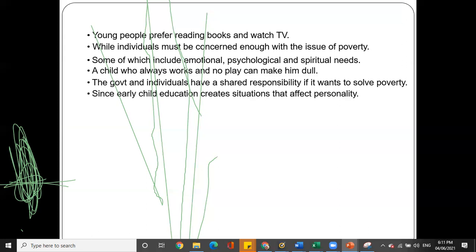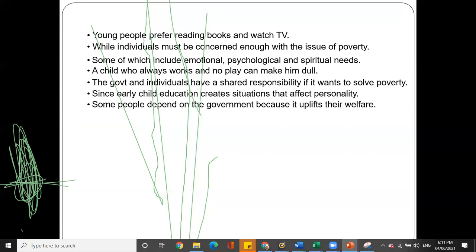Since early child education creates situations that affect person, it's another one of those. I still cannot remember what you call this. A hanging sentence. A. I still can't remember, guys.